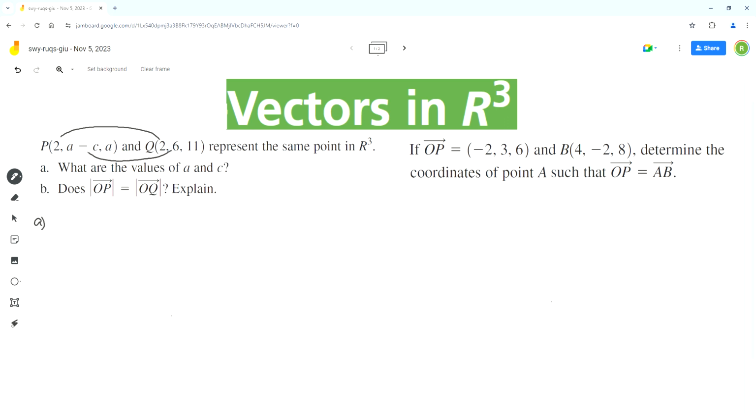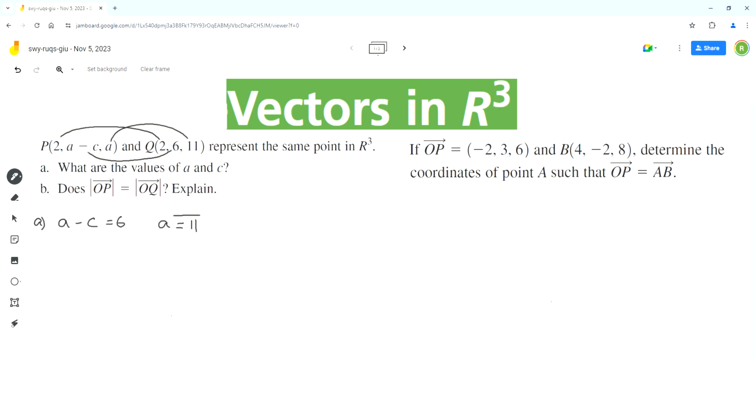Now since they represent the same point, that means our first equation can be a minus c equals 6. And also their z coordinates have to be the same. So that means our second equation is a equals 11. So this is the value of a.